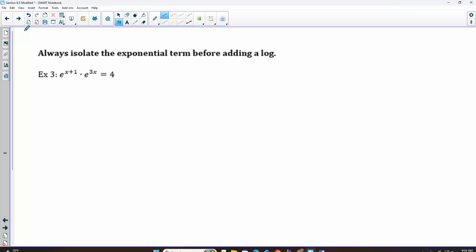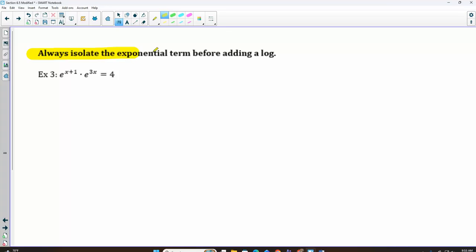All right, before we add our logs, we aren't trying to make the problem harder than it needs to be, right? If I added a log right now, I would have the log of things being multiplied together, and I'd have to start splitting things up, and I end up with multiple logs, and we don't really want that. So, I tried to kind of break down strategies on these notes for you.